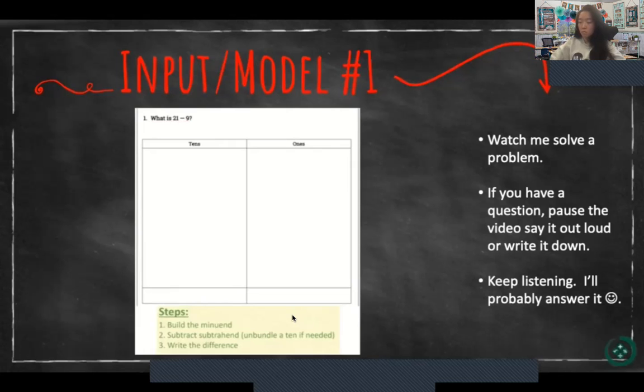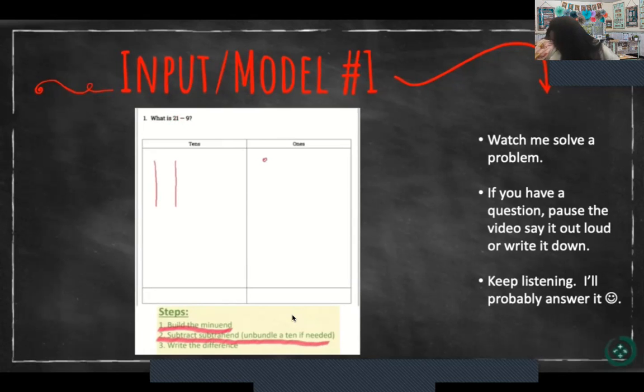Our first step for this problem is to build the minuend. Our minuend is our starting number. And here our starting number is 21. We can build 21 in our place value chart with 2 tens and 1 one, because we can see that this number has 2 tens and 1 one. Then step 2 is to subtract the subtrahend and unbundle a 10 if needed. We're going to subtract the subtrahend 9. So we can see that 9 has 0 tens and 9 ones.